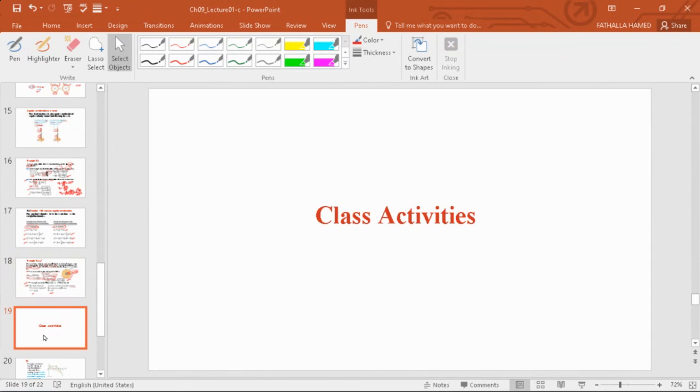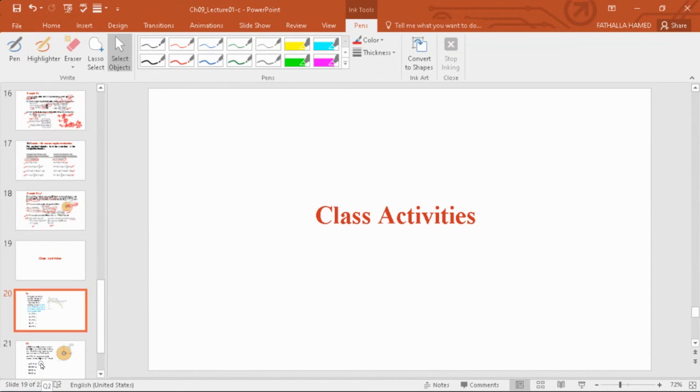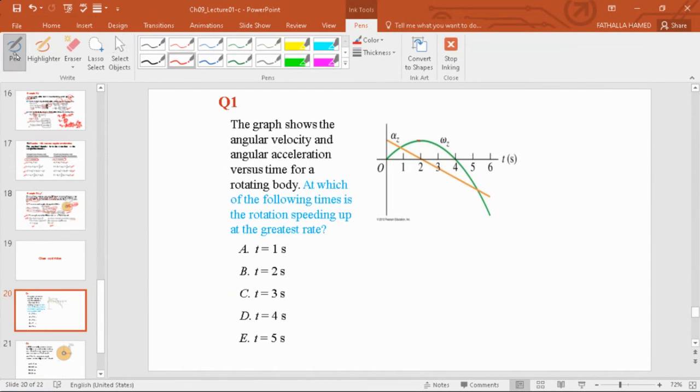Now, let's take a few questions, as we usually do, to try to test some of our understanding. The graph shows the angular velocity and angular acceleration versus time for a rotating body. At which of the following times is the rotation speeding up at the greatest rate?